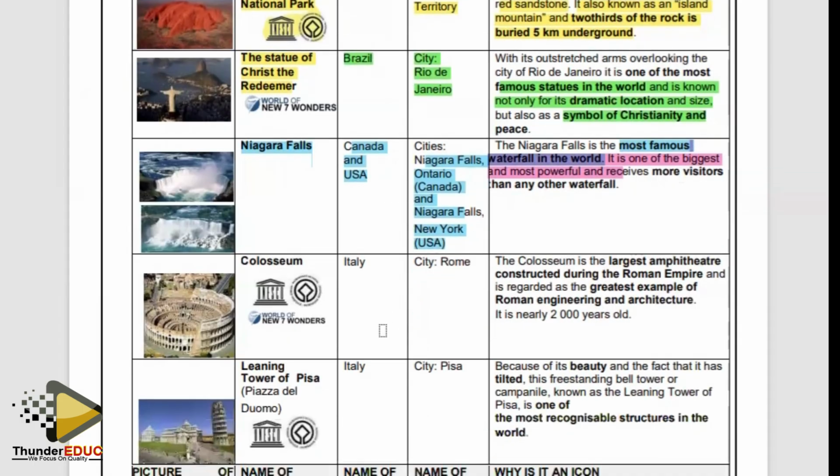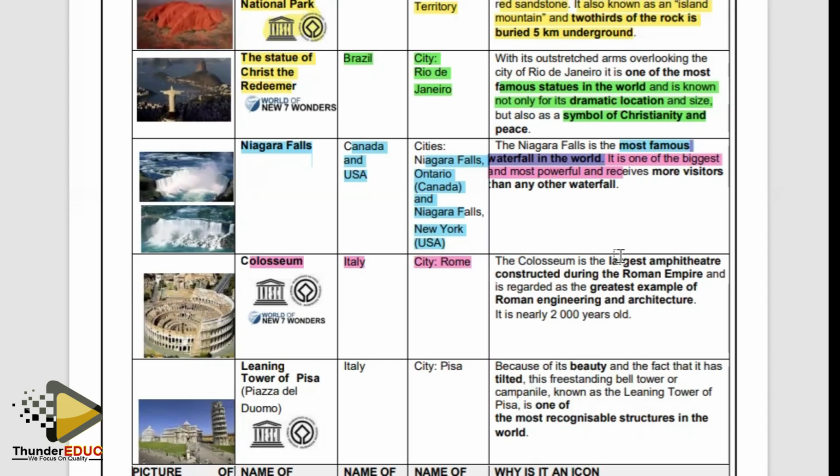The next icon of importance is known as the Colosseum. It looks like an amphitheater, like an arena. The Colosseum is indeed a World Heritage Site recognized by UNESCO. In addition to that, it is one of the New 7 Wonders of the World. In terms of location, it is in Europe. The specific country is Italy, and the city is Rome.